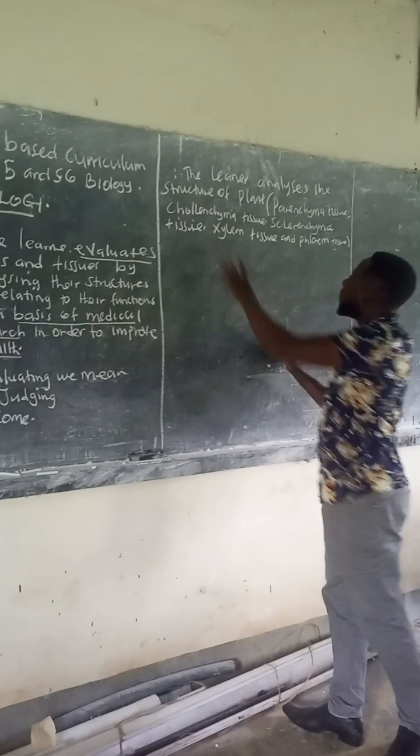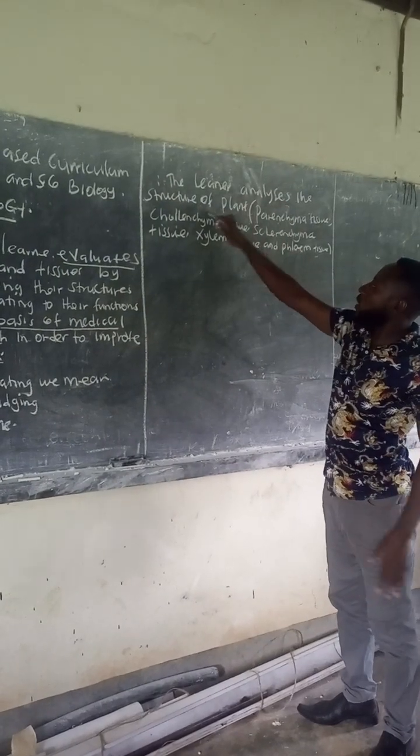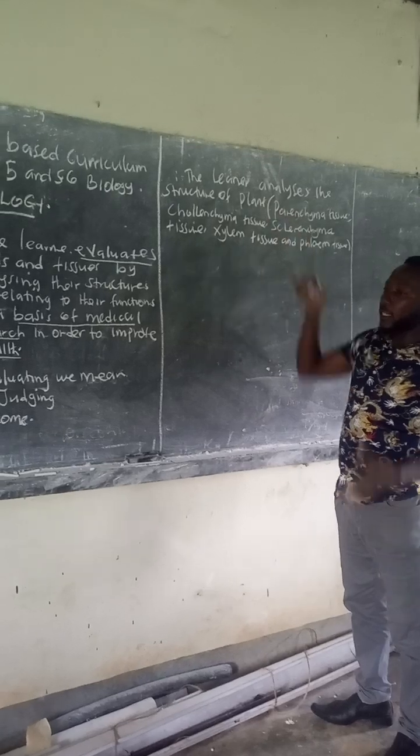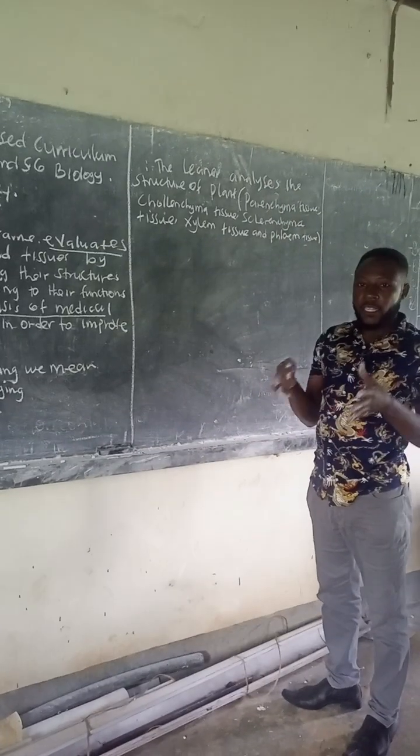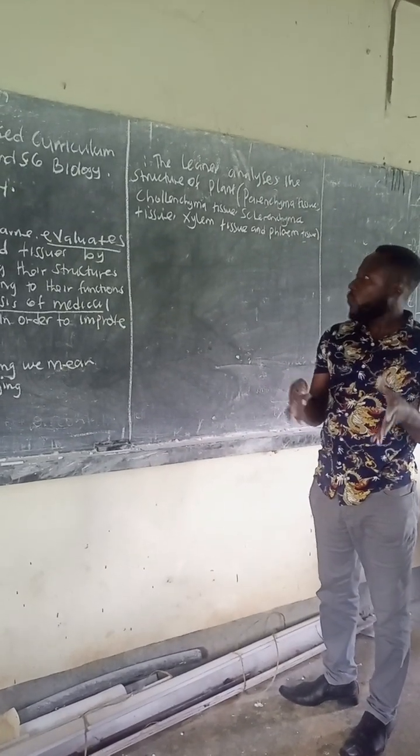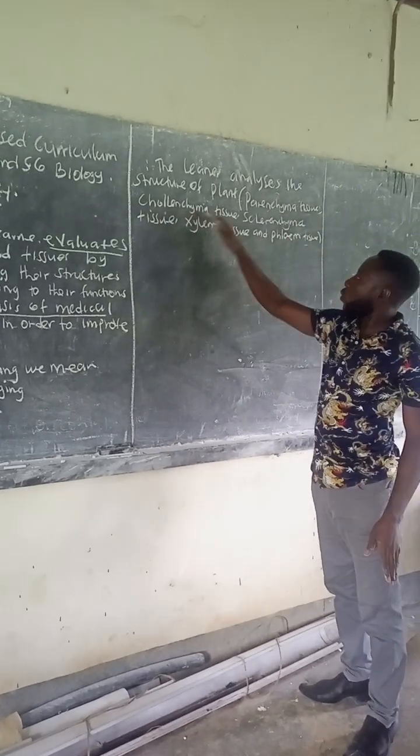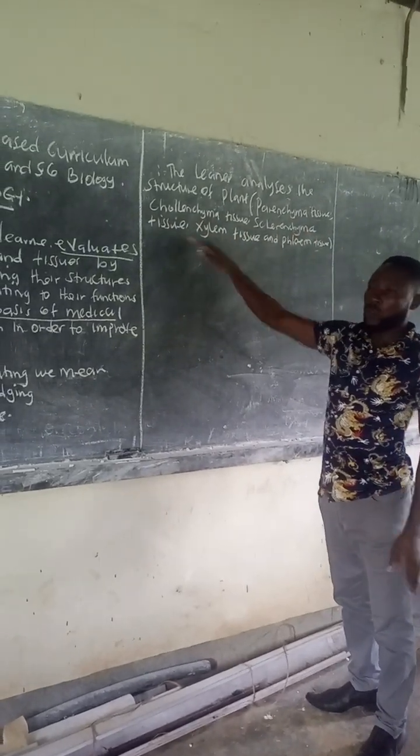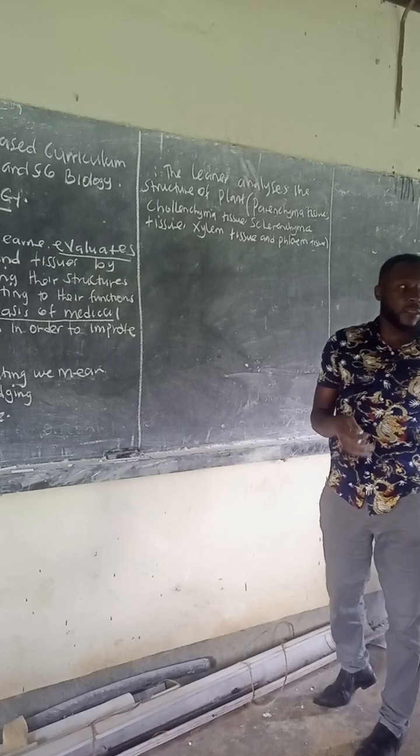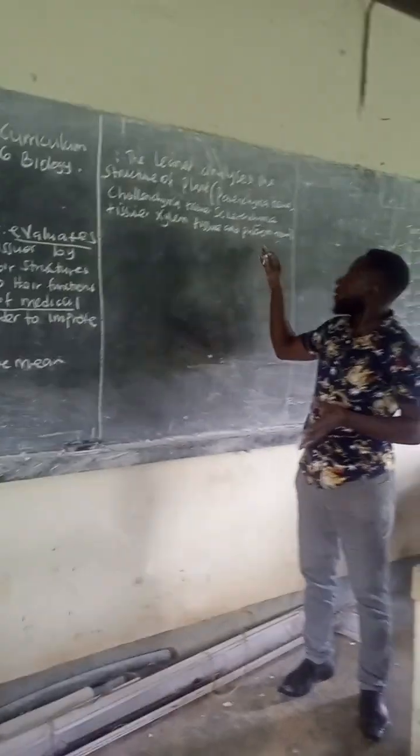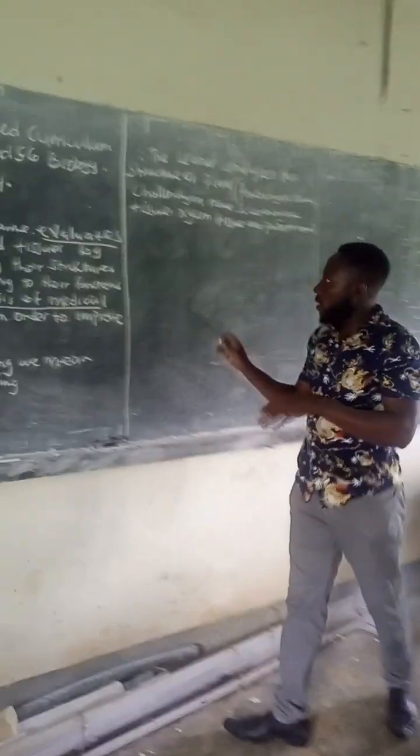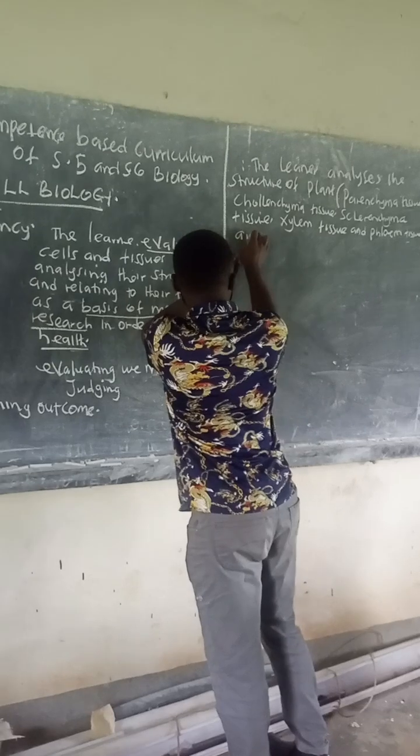So our learning outcome here: the learner analyzes the structure of plant and animal tissues. What the teacher should focus on, and what the learner should focus on when revising, is the parenchyma tissue, the collenchyma tissue, sclerenchyma tissue, xylem tissue, and also the phloem tissue. It is still continuing.